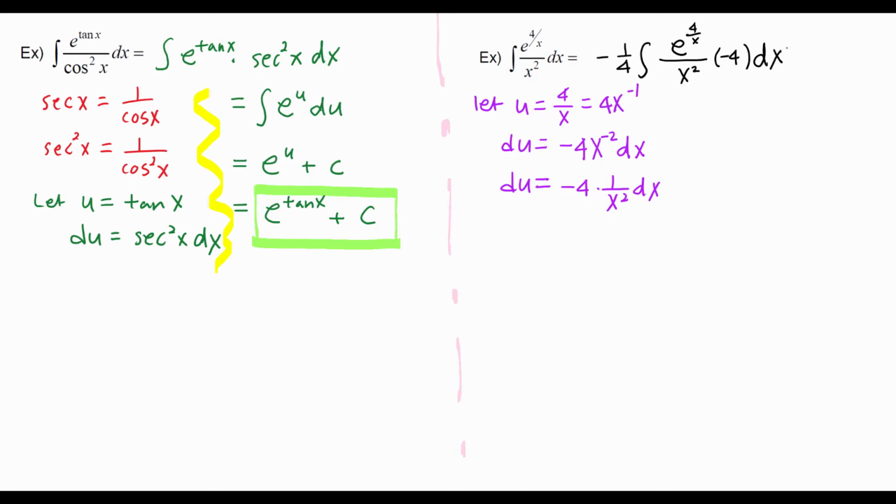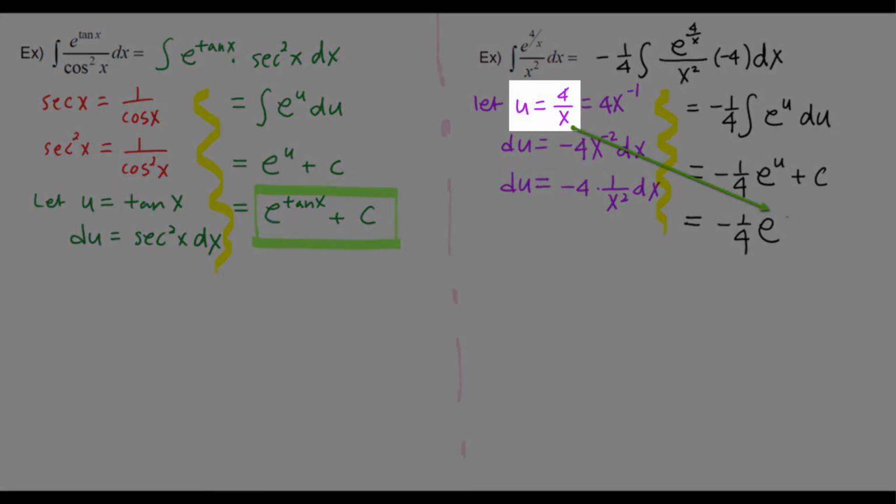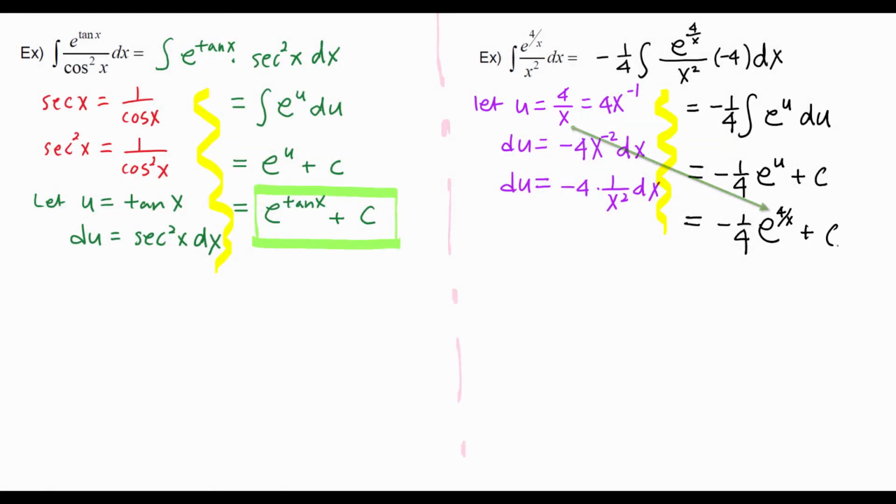So I'm ready to do the u sub. This is equal to negative 1/4 integral e to the u. Everything else that I have is all du. So this is equal to negative 1/4 times the integral of e to the u du, which is e to the u plus c. And negative 1/4 times my u, which was 4 over x, plus c. So I'm done. So easy. I love it. You do too, right?